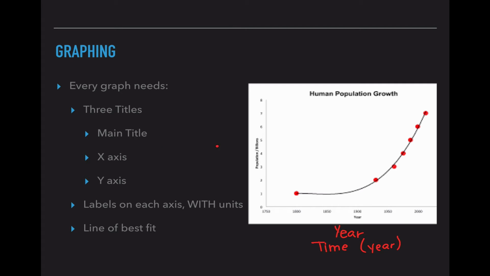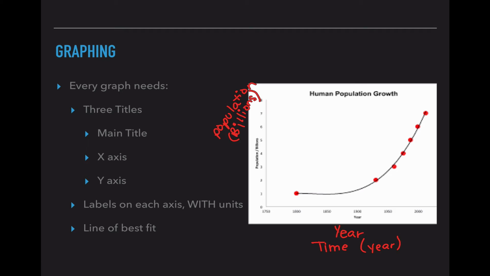On the y-axis, we have a second title, which is population. And they didn't use parentheses to label the unit, but they did label the unit. So here I'm going to write population, and then I'm going to label the unit billions of people. So this graph gives us the population growth in terms of billions of people over the course of time.